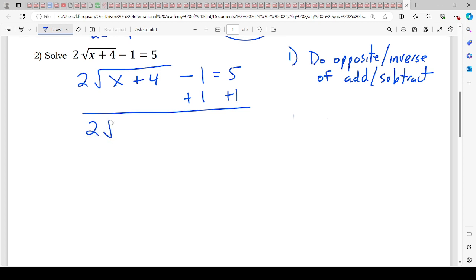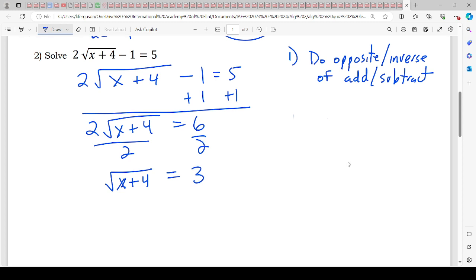Now I have 2 times the square root of x plus 4 equals, that's 0, so that goes away, 6. Now I need to get rid of this number that's in front because I'm trying to get to that big bad x. So I'm going to divide by 2 on both sides. See, the 2's cancel each other out. 2 times something divided by 2, the 2's cancel each other out. So now I'm left with just the square root of x plus 4. But on this side, I've got 6 divided by 2. That's 3.